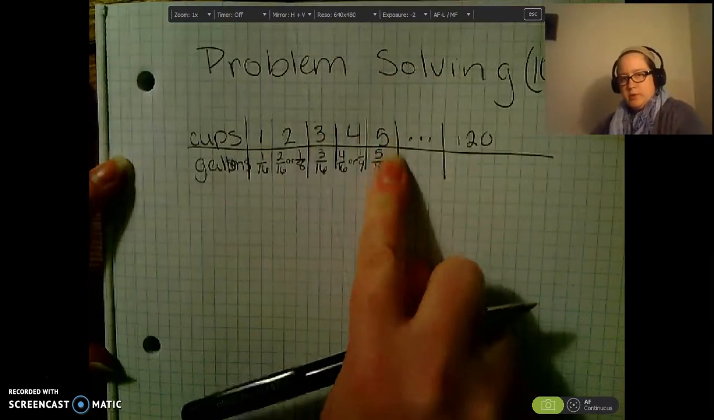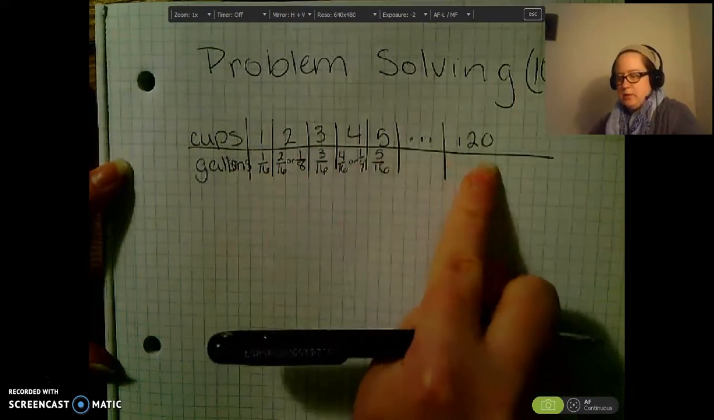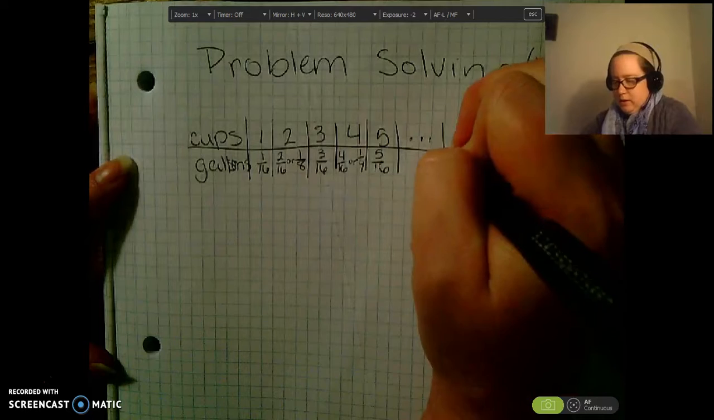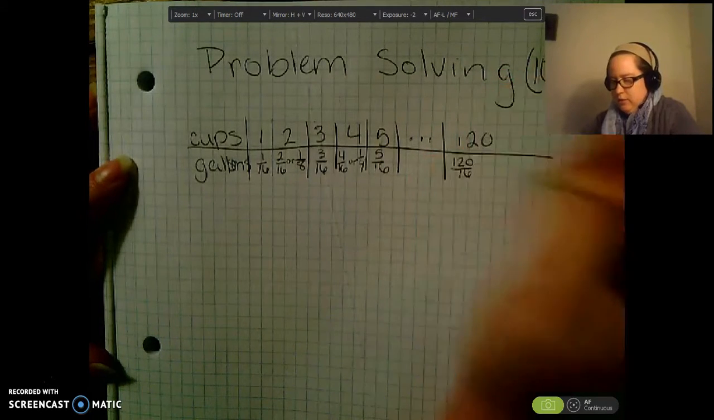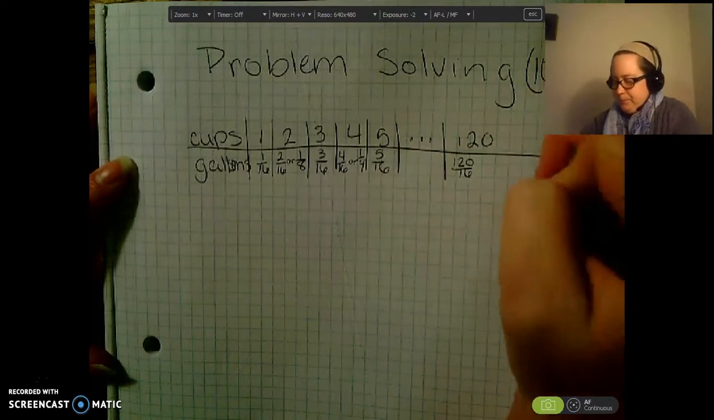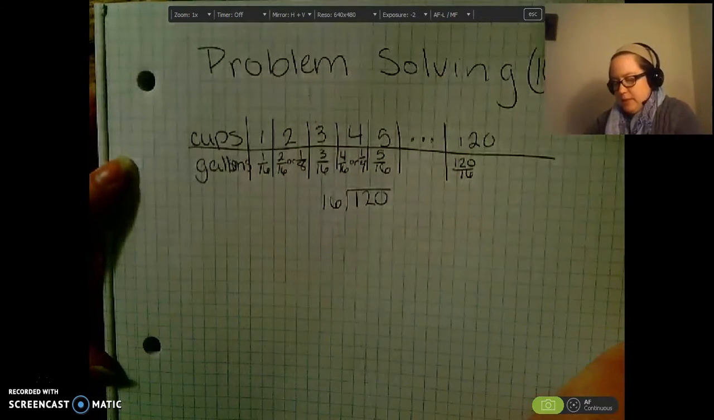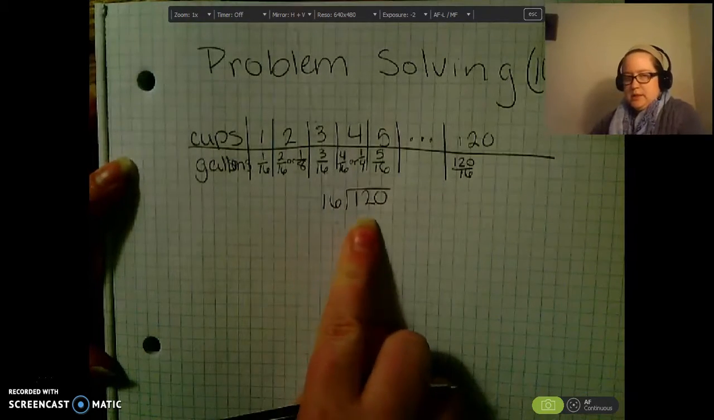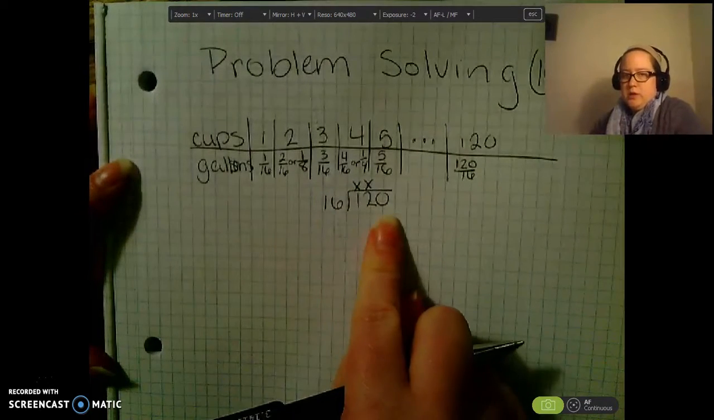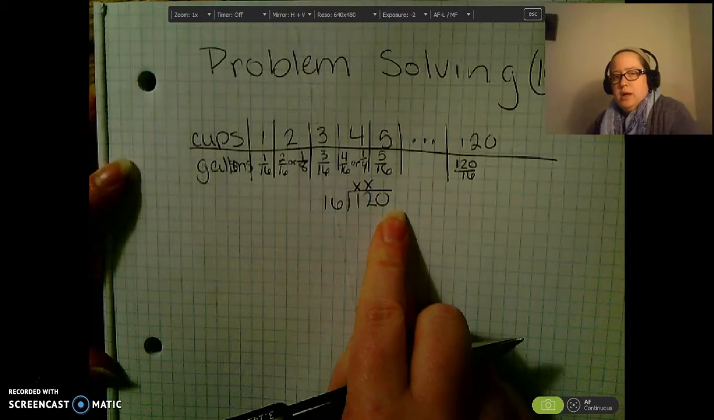So again, what we're doing is we're just multiplying. 5 times 1/16. 4 times 1/16. So here, for 120, we would do 120 times 1/16, which is going to give you 120 over 16. And then we're going to simplify by dividing. So 120 divided by 16. Well, 16 doesn't go into 1. It doesn't go into 12. So we're going to go into 120. I know it's going to be less than 10 times.